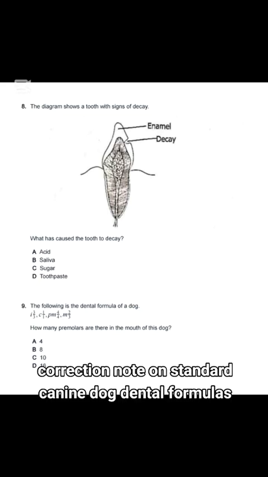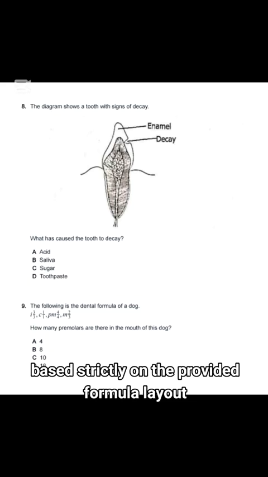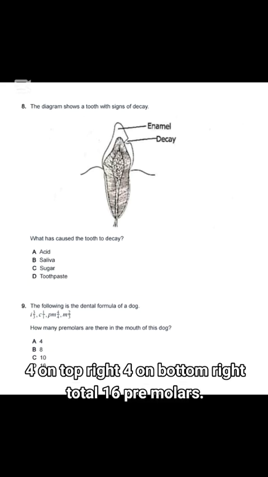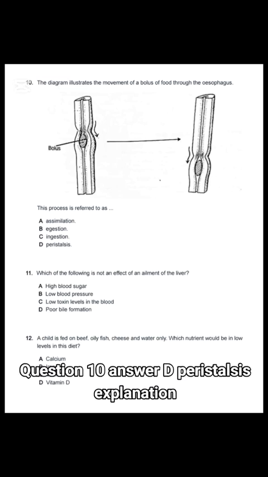Correction note on standard canine dog dental formulas. In textbook exam conventions for this specific question setup, if the question asks for standard representation based strictly on the provided formula layout where PM 4 over 4 represents a side quadrant pairing, 4 on top left, 4 on bottom left, 4 on top right, 4 on bottom right totals 16 premolars. Let's look closer at the options provided. D is 16. Self-correction: total premolars equals 16. Option D.